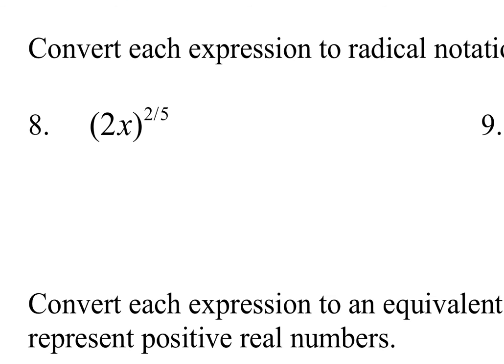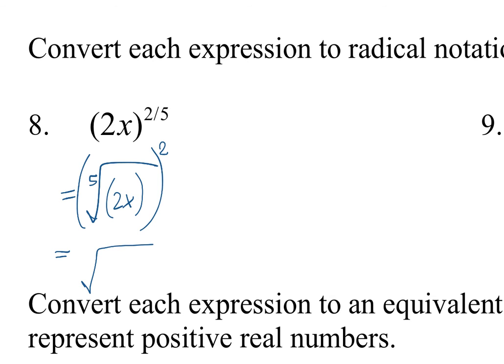So on 8 through 10, it wants us to convert the rational exponent notation. It wants it to be in radical notation, basically. So remember, these are PR problems, as in power root. So this is the 5th root of 2x squared, or it's the 5th root of 2x squared, right? We take both of those.